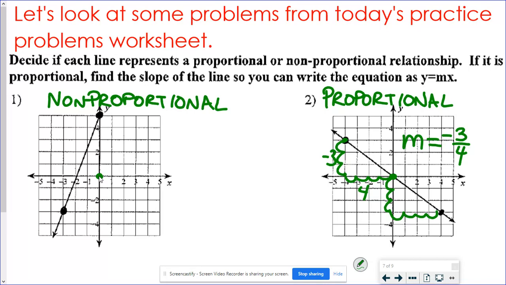Now that I know what my slope is, the equation I'm going to write is just going to look like this. I just have to put the slope where the m is. So the equation for this is going to be y equals negative 3/4 x. You find the slope, put it in the right spot, done. That's what one whole side of your worksheet looks like.